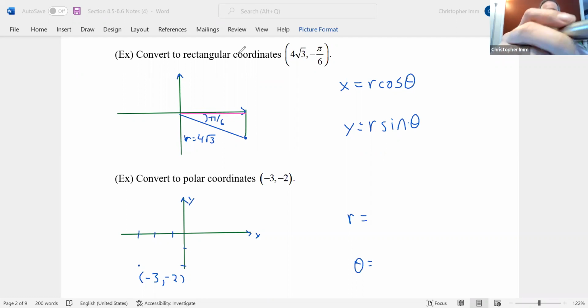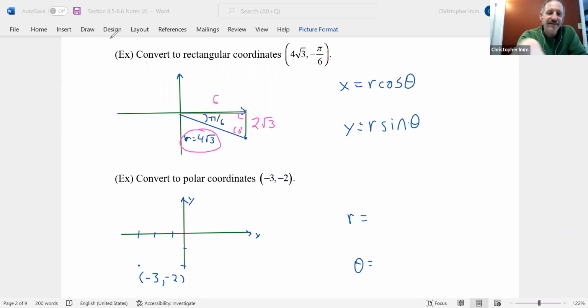This is a 30, 60, 90 triangle. The pi over 6 is going to be our 30 degrees. So that means that this is 60, and this is our 90. Our hypotenuse is 4 root 3. So the small side will be half of that, and that will be right here. And then the larger side will be root 3 times that smallest side. So that's going to be the x coordinate. So 2 root 3 times root 3 is 3, 3 times 2 is 6.